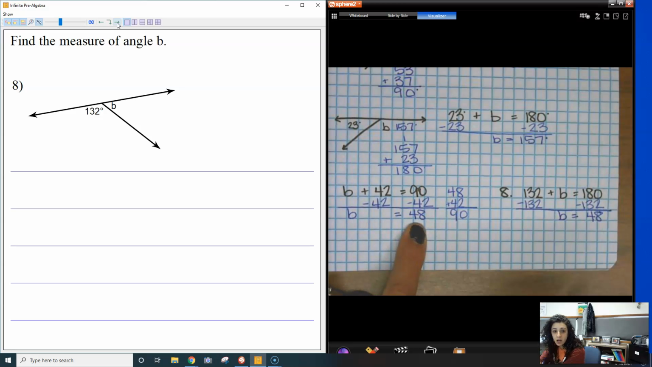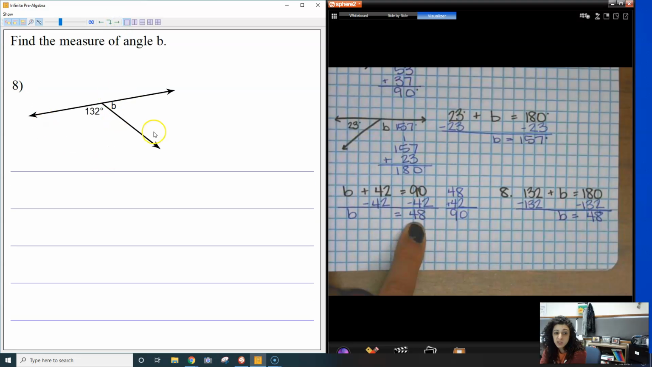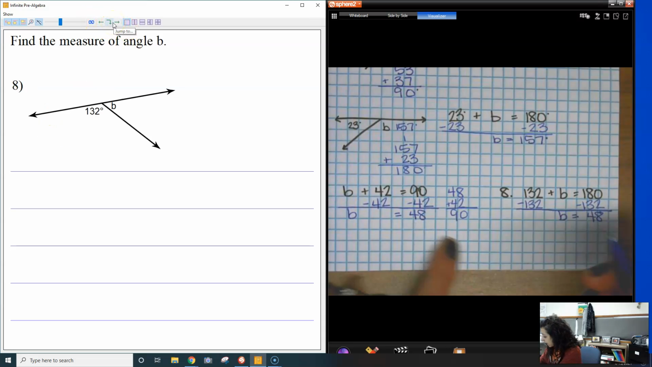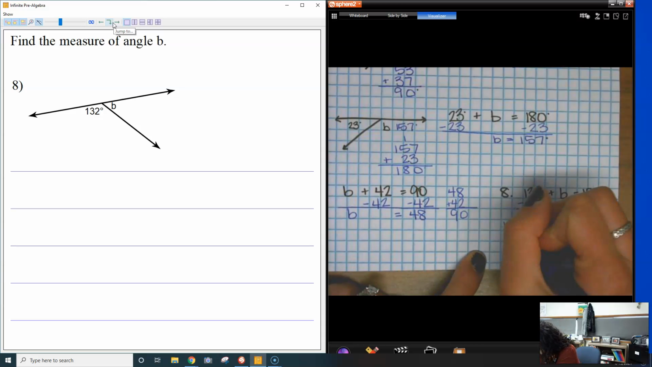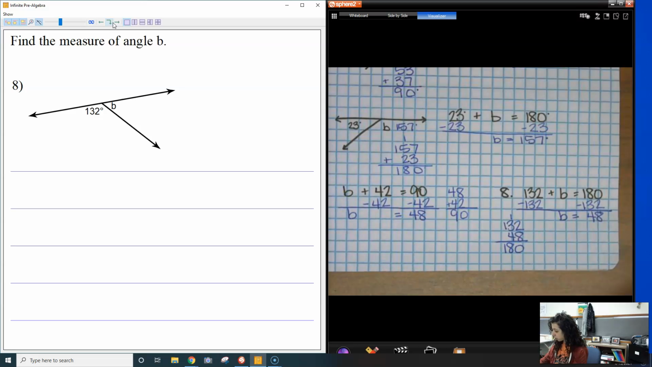But remember, if I go back to number 7, this was a complementary angle, so they only made up 90. This one's a supplementary angle, so the 48 will still be the same size, but this made 180 total, and this one, number 7, made 90. So when I add it to 132, I want to make sure I equal 180 like I said I would. Yep, all right. So that is how we solve equations with complementary and supplementary angles.